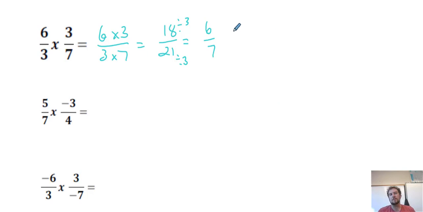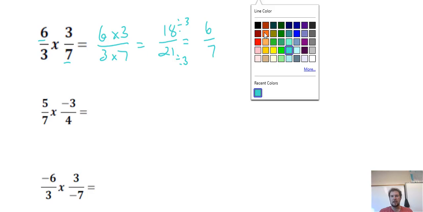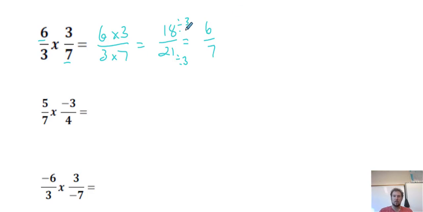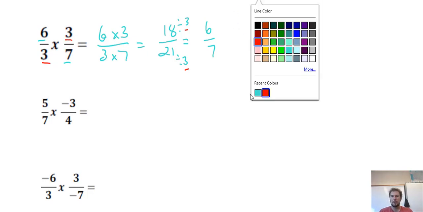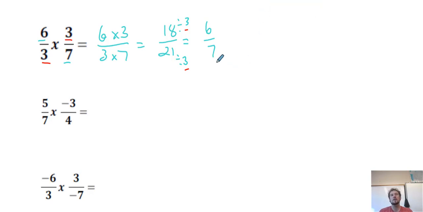Now there's something interesting about this example, because if we look at the numbers that we get, 6 over 7, and we look at the numbers we started with, we had a 6 and a 7, right? And it's not a coincidence that the numbers that I then divided by were 3 and 3, and over here we had a 3 and a 3. So when it comes to multiplying rational numbers, yes, we can multiply across the top and multiply across the bottom and then simplify, but we can actually do some simplification before we multiply.